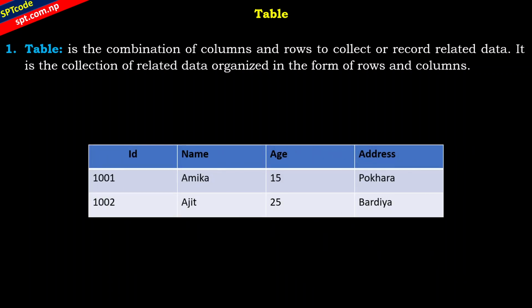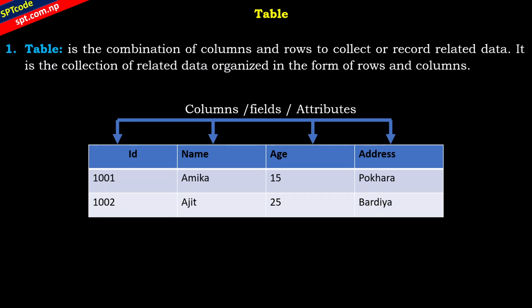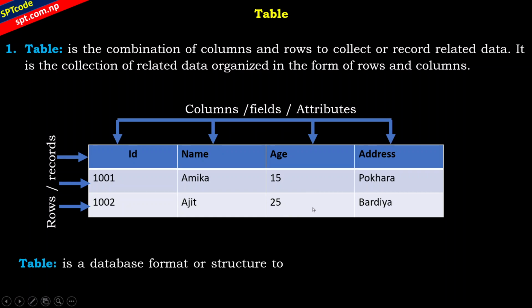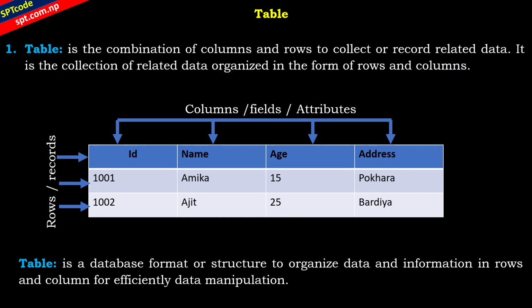Okay, so here as an example I can show you. These are the fields, the field names like ID, name, age, address, so like one complete schema. In the schema we can find the different attributes, and records are the rows. As records we can find, like, 101 Amika 15 Pokhara, Ajit 25 Bardia. Okay, so this table is in one database.